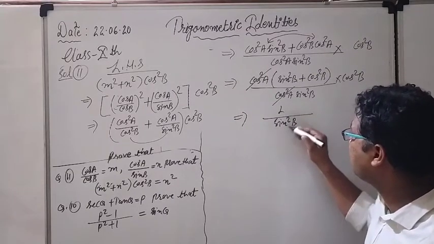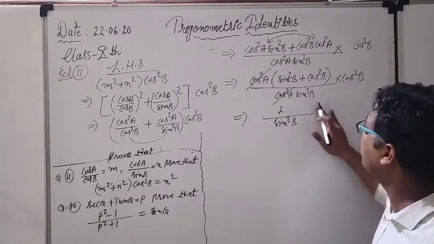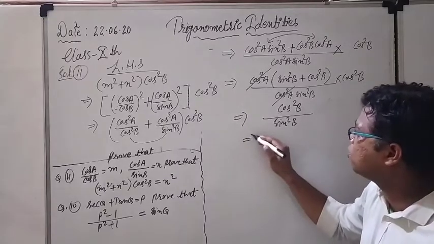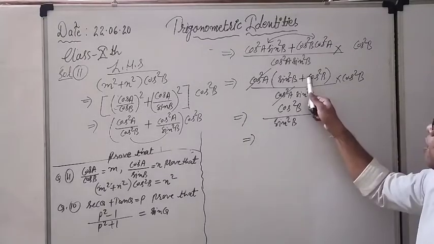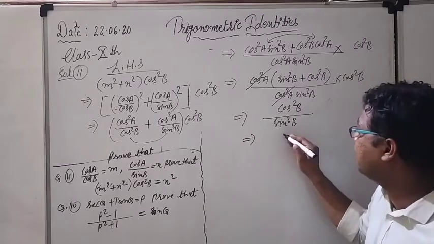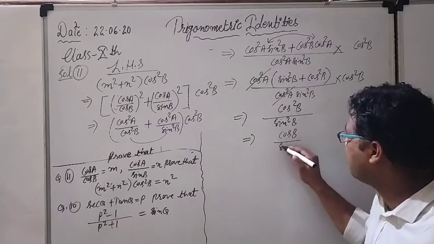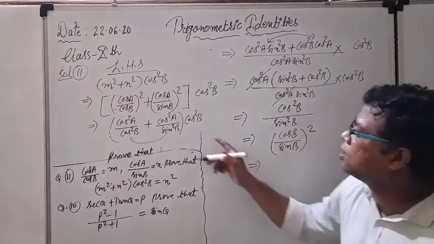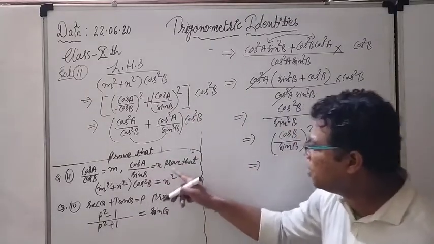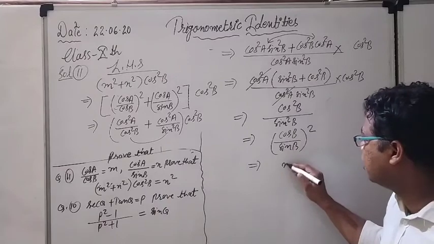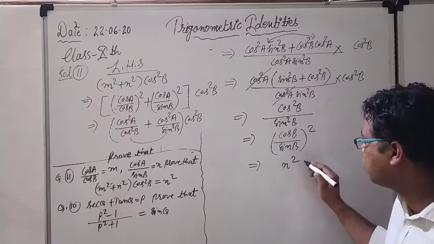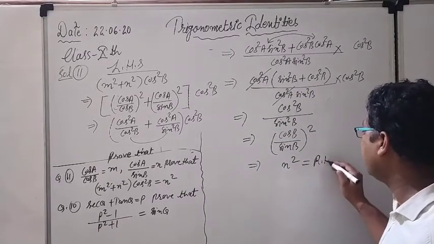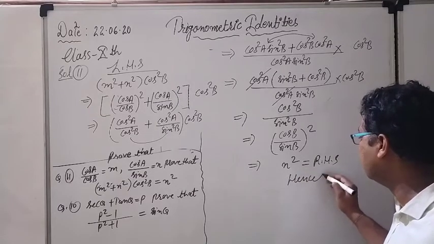See here. 1 upon sin square B into cos square B. This is going to be 1. So no problem. Cos square B upon sin square B, finally I am getting this, because it is going to be 1. So cos square B upon sin square B can be written as cos B upon sin B whole square. And see, this is what? This is the value of n. Cos A upon sin B is equal to n. So I can write down n in place of this. So I am getting n square, and that n square was the requirement of the question. So it is equal to the right hand side, and in this way we can say hence proved.